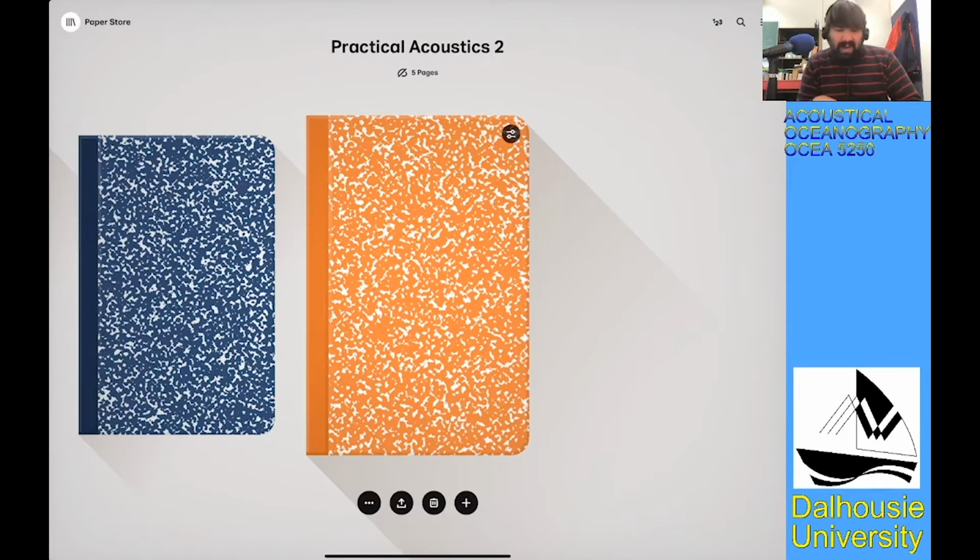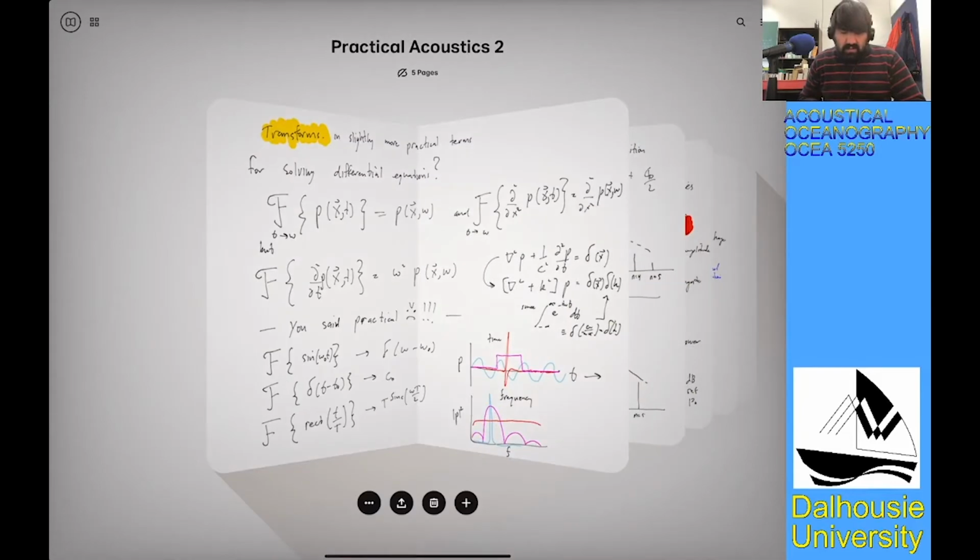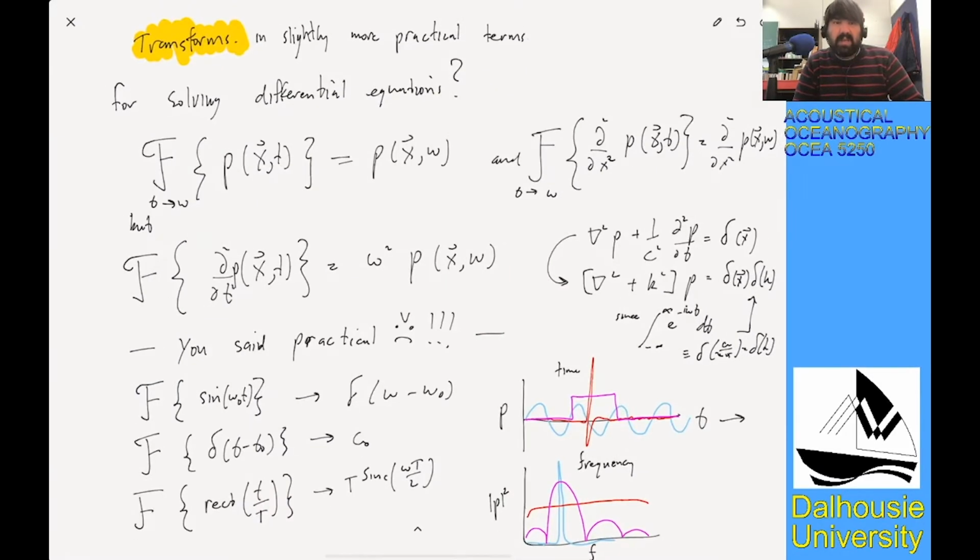For our second practical acoustics lecture, I want to talk about transforms. And we've seen transforms quite a bit in the regular lectures applied mathematically. So first I want to say, why are transforms so useful? Why are they our go-to method for solving the wave equation?